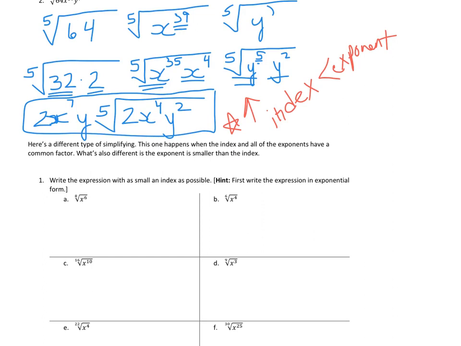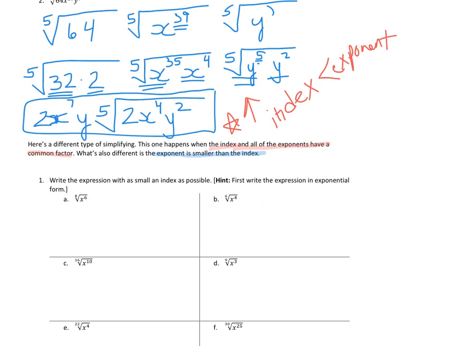So here's a different type of simplifying. This one happens when the index and all of the exponents have a common factor. In addition, now the exponent is smaller than the index. So the index is larger than the exponent. So we're essentially going to take out the common factor.